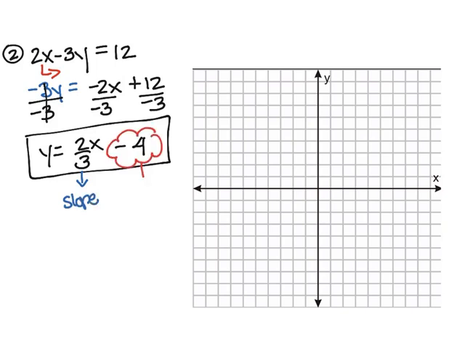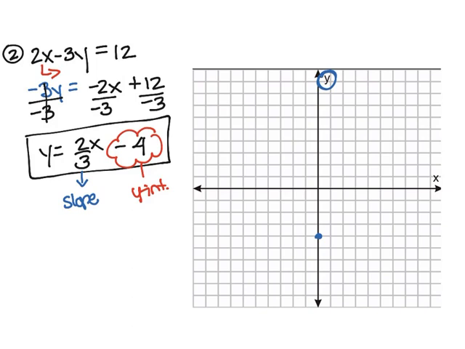And -4 is our y-intercept. So that means on the y-axis, that's the one that goes up and down, you're going to put your first point at -4. Okay? And from that point, we're going to do the movement, rise over run, 2/3.